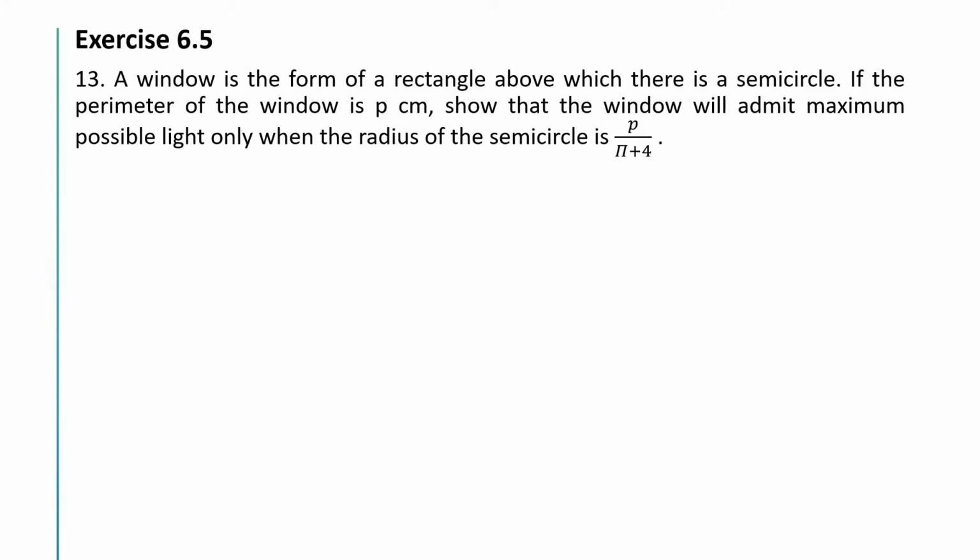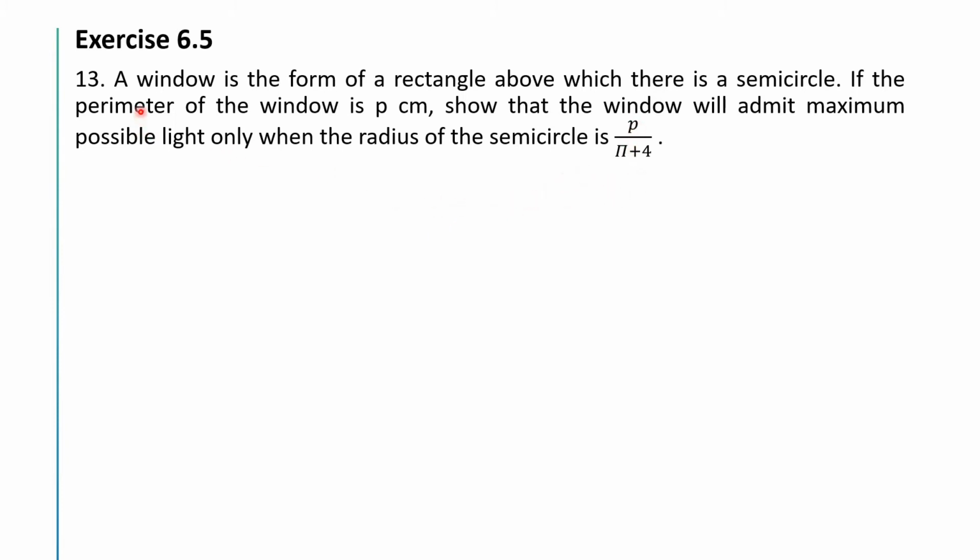It is from the book Applied Mathematics class 12 by M.L. Agarwal. Here we have the 13th question. A window is in the form of a rectangle above which there is a semicircle. If the perimeter of the window is p centimeter, show that the window will admit maximum possible light only when the radius of the semicircle is p divided by pi plus 4.